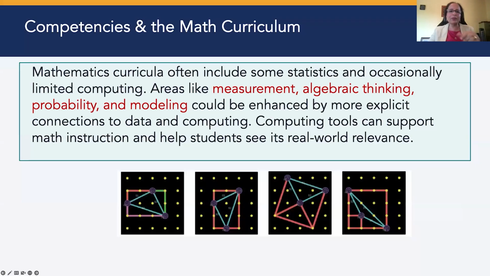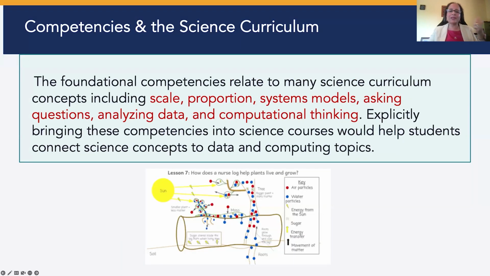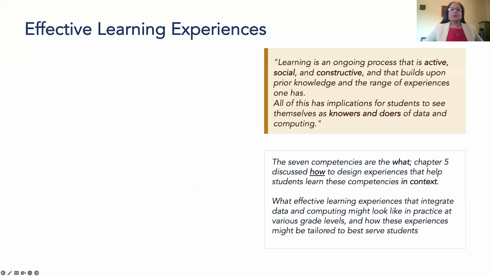So just to give a very quick example, it finds what the productive areas for connections are. In math, for example, measurement, algebraic thinking, probability, and modeling can be enhanced with explicit connections to data and computing. In science, there are concepts like scale, proportion, models, asking questions. All of these connect to data and computing very well. So the report then spends 2 chapters on discussing how to design.